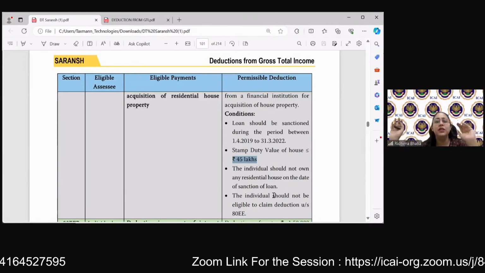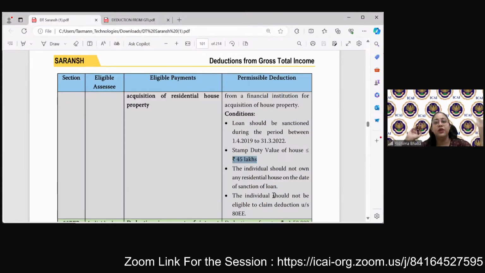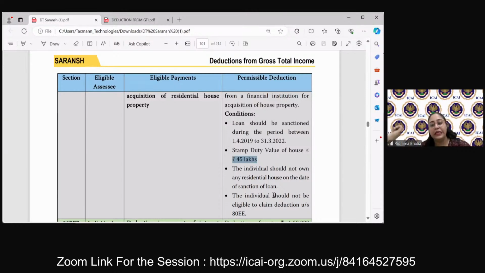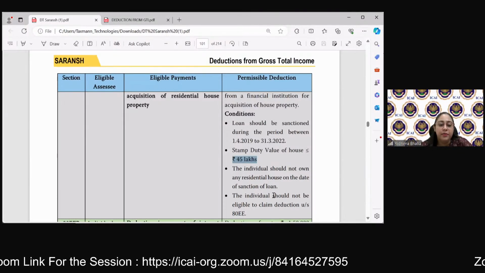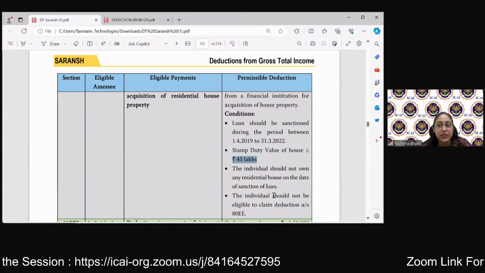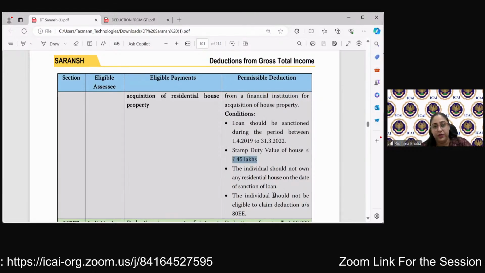So naturally overlapping might not happen because it clearly says the person should not have taken the benefit of 80EE, and it also clearly says the person should not have any other house on the date of sanction of loan. But ma'am, one more thing is important here, which we are constantly stressing, is section 24. How would a person use the betterment of it?